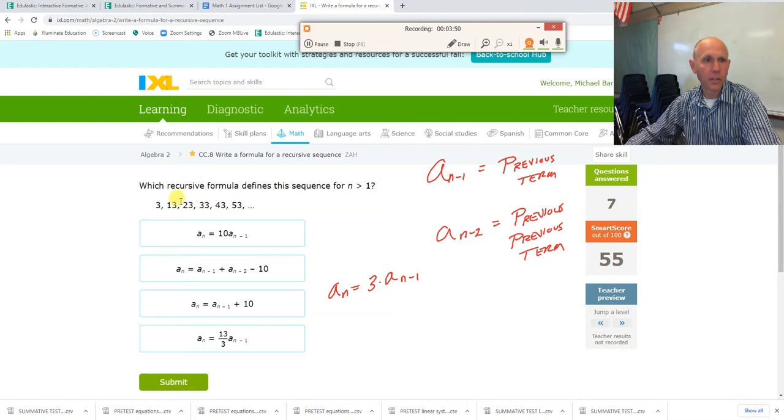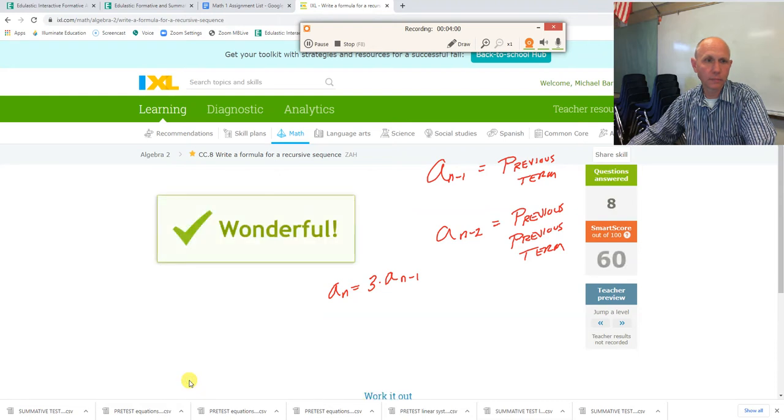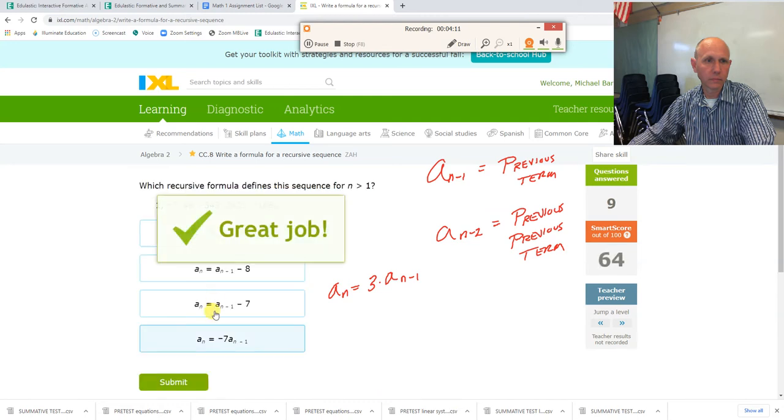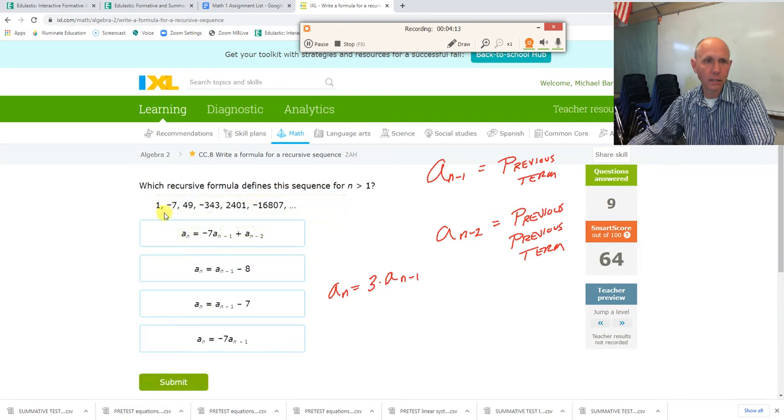Wonderful! All right, this one is previous term plus 10, right? Plus 10, plus 10, plus 10. Previous term plus 10. This is previous term times 3, no, times 6. Previous term times 6. This is a flip-flop, so previous term times negative 7.